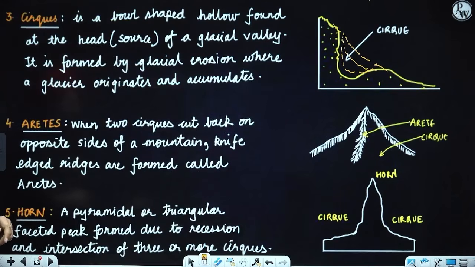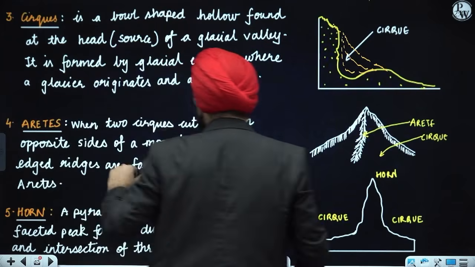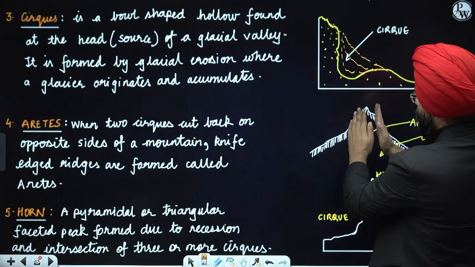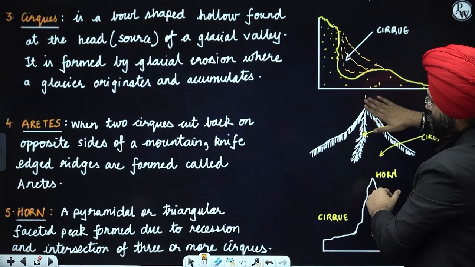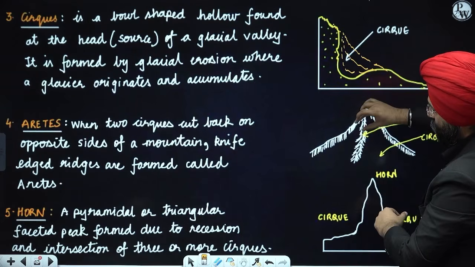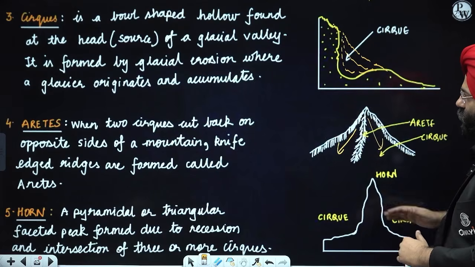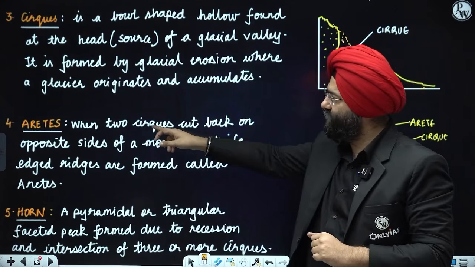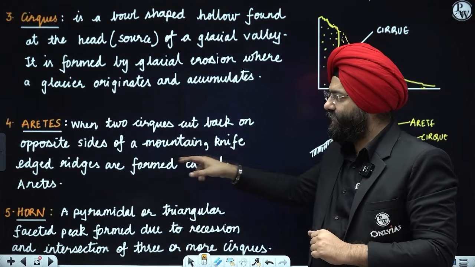Now see, there is another very important word, arete. Now supposedly, as one glacier is moving down here, another glacier is moving down here. Supposedly, one glacier is moving down in this direction, the other glacier is moving down in this direction. Both will be creating their own erosional features. So what happens when two cirques cut down backward in the opposite direction? A knife-edge-like range is created.